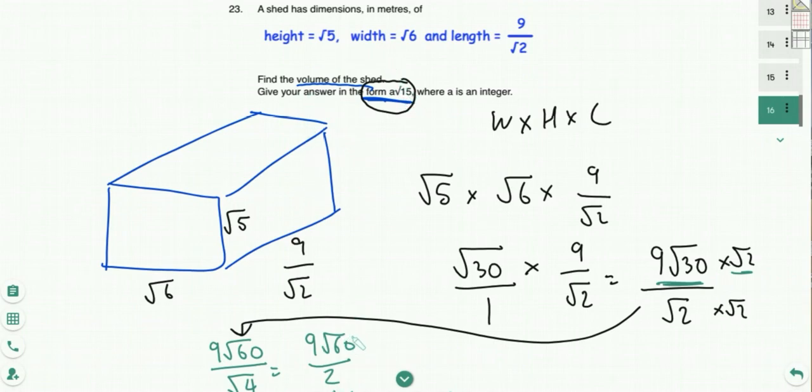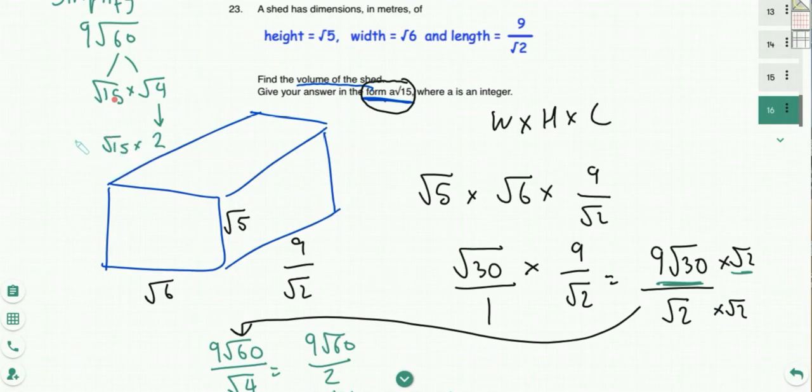So maybe we can simplify this surd here, 9 root 60. I'm going to do that on top. We're going to simplify 9 root 60. So I can break down root 60 into root 15 and root 4. And we can square root root 4 into 2. And root 15 stays where it is.